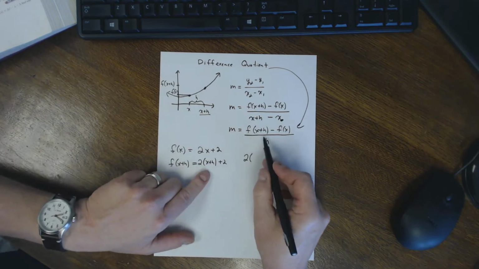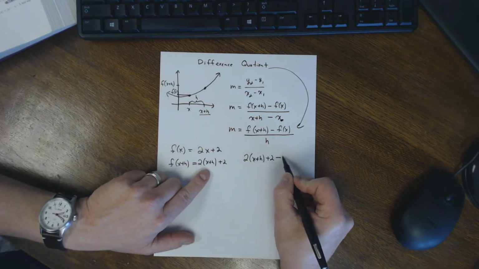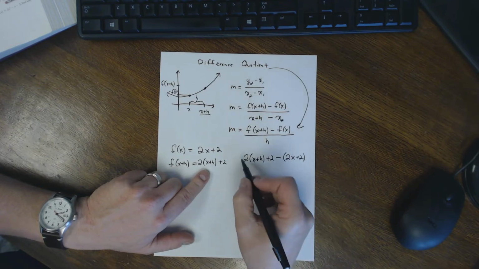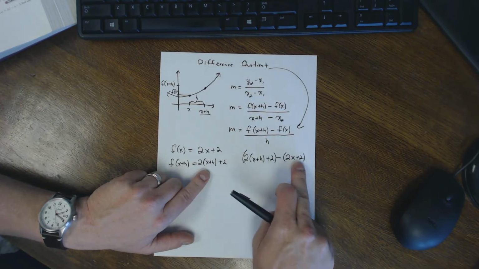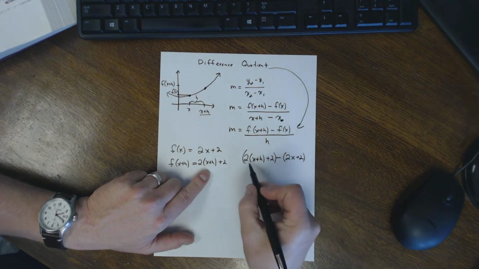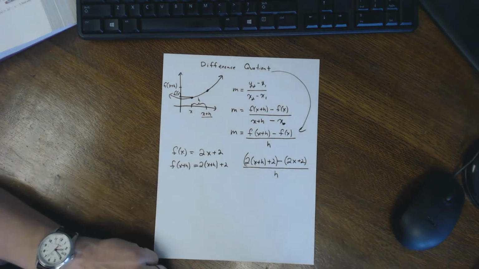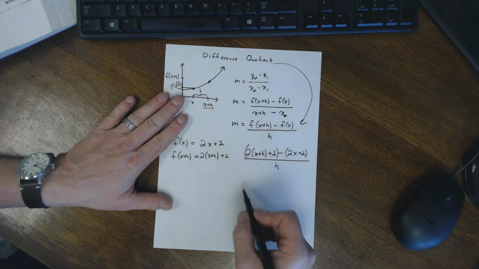So it's going to be 2 times (x plus h) plus 2 minus, and I'm going to use parentheses here to help me out with the subtraction, (2x plus 2). So this is the first part here. This is f of x plus h. And this is the second part here. This is f of x. Going to divide this by h. And now it's all about the algebra. Multiply all of this out.